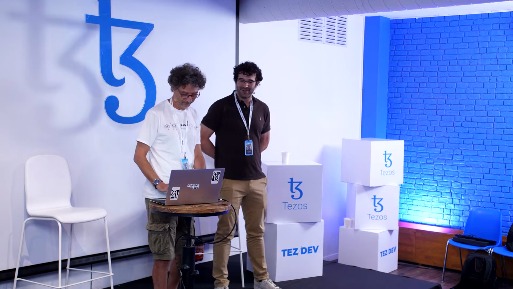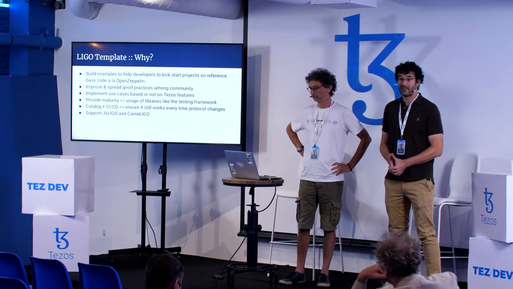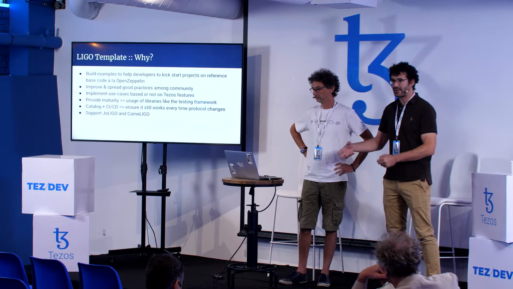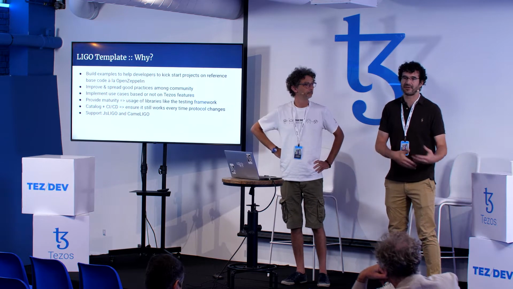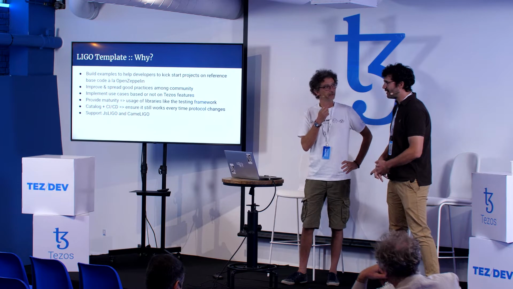Why are we doing this? The goal is to help the developer community to be able to kickstart a smart contract project without recoding everything. So being able to reuse code, basic referential code, a bit like in OpenZeppelin, where you can grab existing smart contracts and then customize them. So that's the main goal.